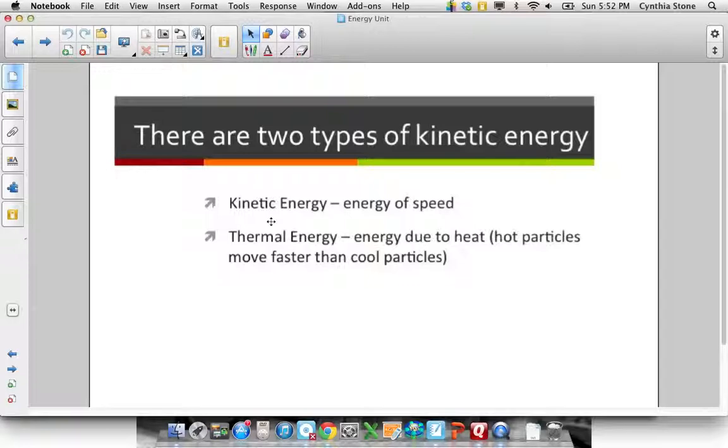It's actually energy of motion, like you're actually moving, and by virtue of that, you've got kinetic energy. And the second type is thermal energy. The reason is that something's hot because the particles in it are moving very fast. So those are the two types of kinetic energy.